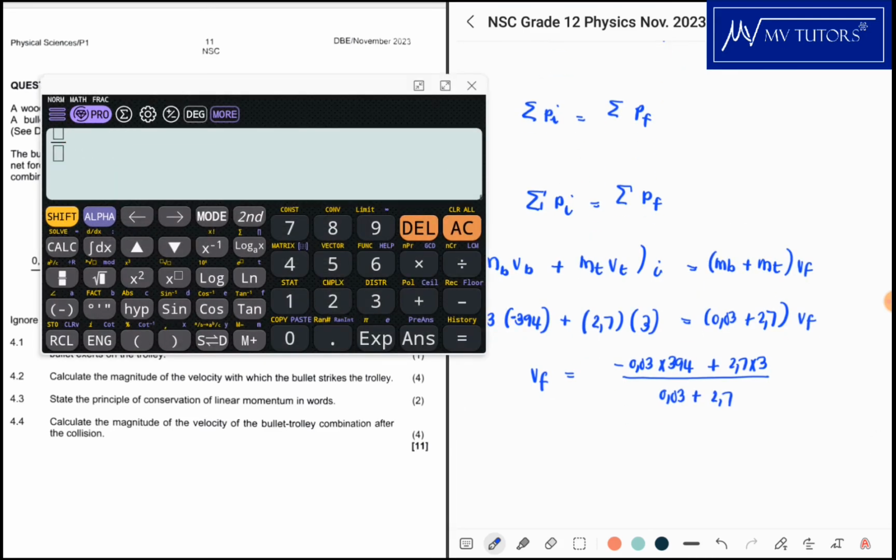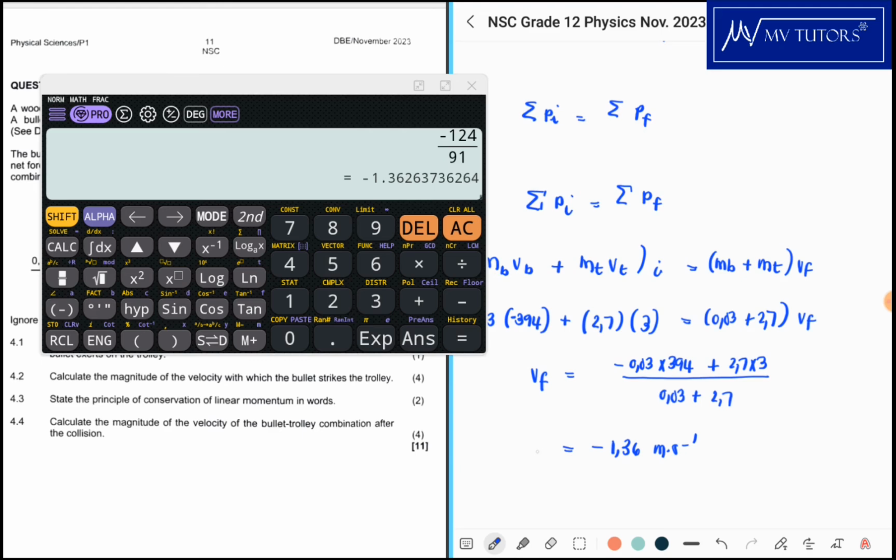All right, so negative 0.03 times 394 plus 2.7 times 3, over 0.03 plus 2.7. Okay, so I get a final velocity of negative 1.36 meters per second. And what does that tell us?